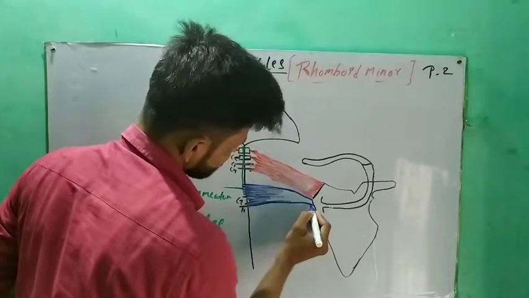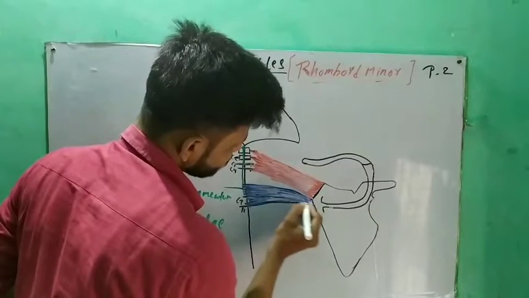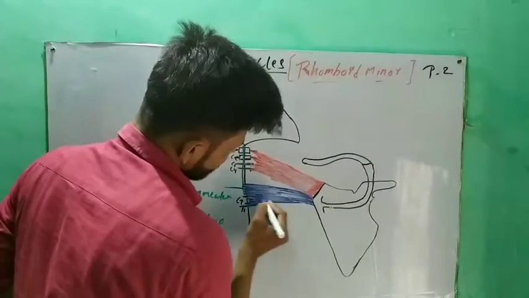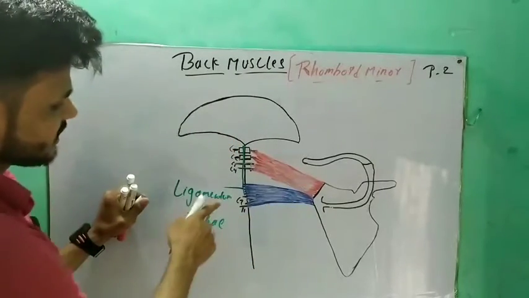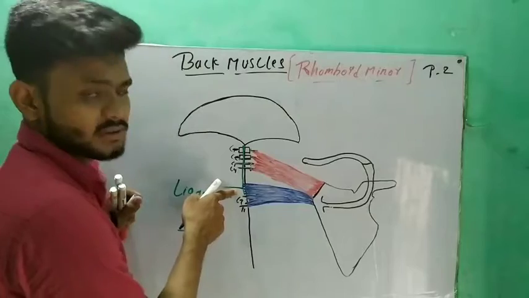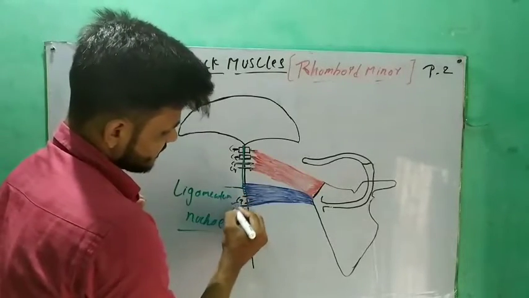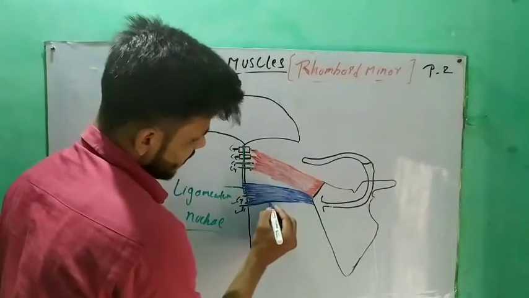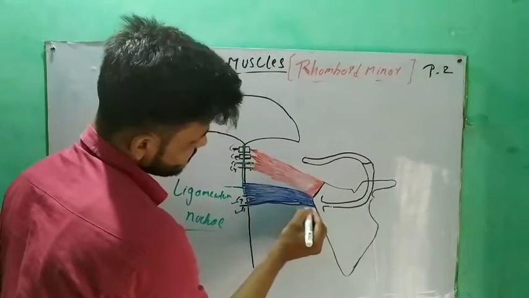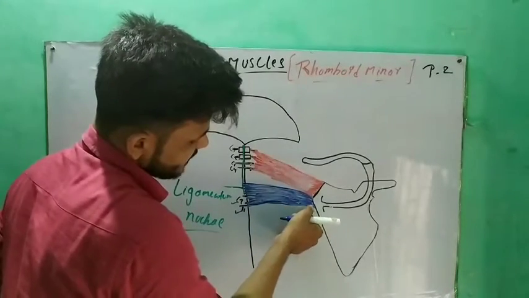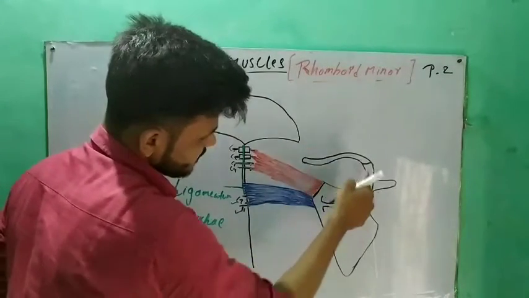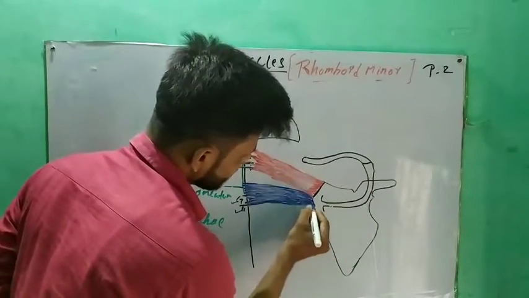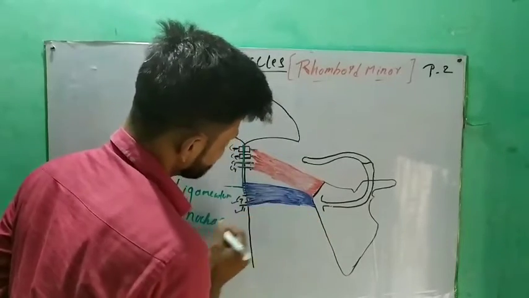This is the insertion point of the rhomboid minor. Rhomboid minor का origin कहाँ से होता है? Lower part of the ligamentum nuchae से plus transverse process of the C7 and T1 vertebrae and insertion into the base of the root of the spine of scapula. ये spine का base है, इस base पे इसका insertion होता है. This muscle is called rhomboid minor.